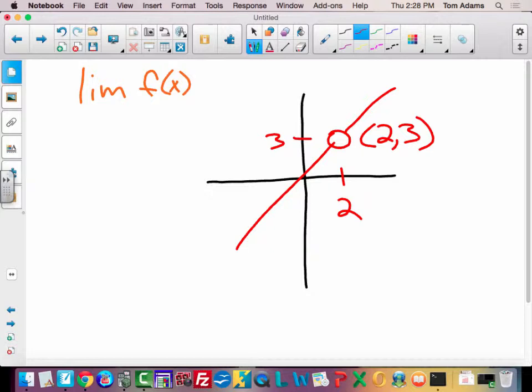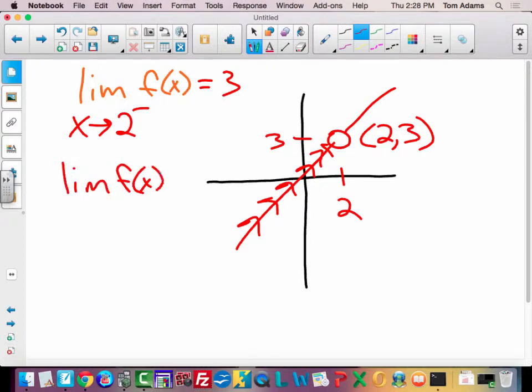So I say, all right, well, what's the limit of this as x approaches 2 from the negative side? Well, I come in and I come in and I come in. What does it look like it's approaching? 3. Well, now, if I take the limit of f of x as x approaches 2 from the positive side, I'm going to come from this side. What does it look like it's approaching?